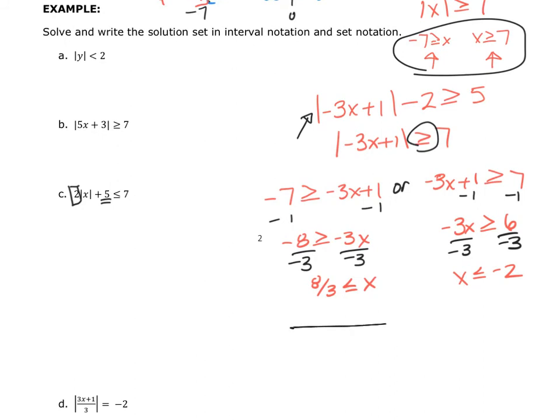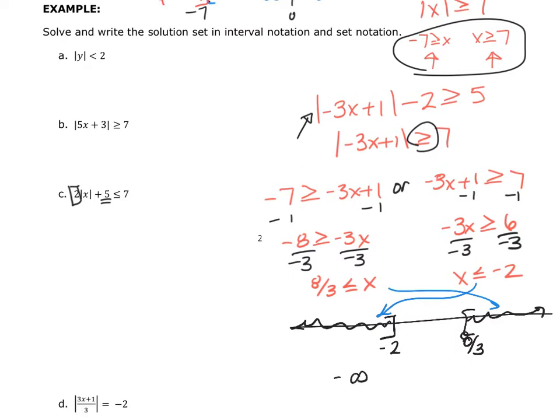Okay, so if I were to put this on a number line, here is the number -2, and so we have this. And here is the number 8/3, and we have this. So this goes here, this goes here. So my solution on this is -infinity to -2 inclusive, union between 8/3 and infinity. So that is my final answer.